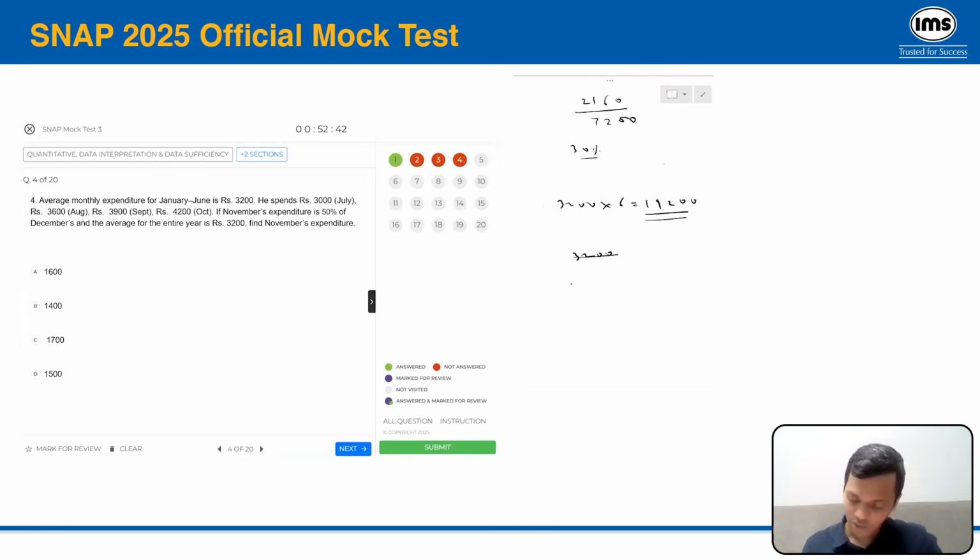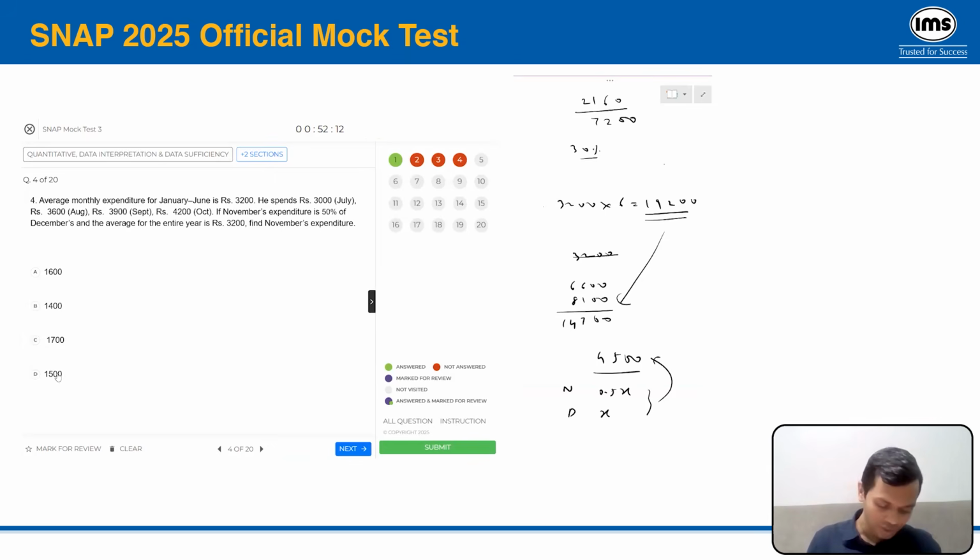So 3,000 plus 3,600. So that is 6,600. This should be 8,100. Hope I'm correct. Yep. This is 14,700. This minus this is what I need to do. So that is going to be 4,500. November is 50% of December. So if December is X, November is 0.5X. So 1.5X is total 4,500. So X has to be 3,000. November is going to be 1,500.